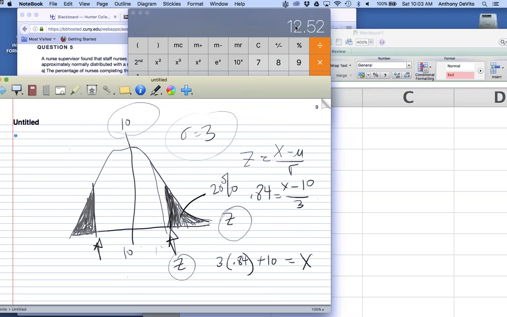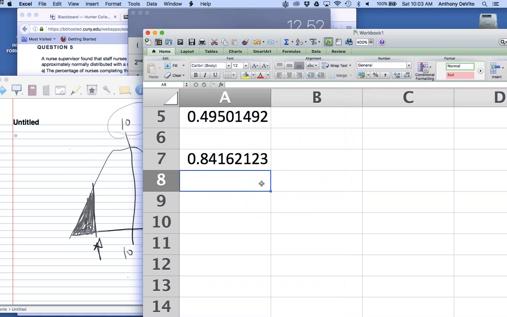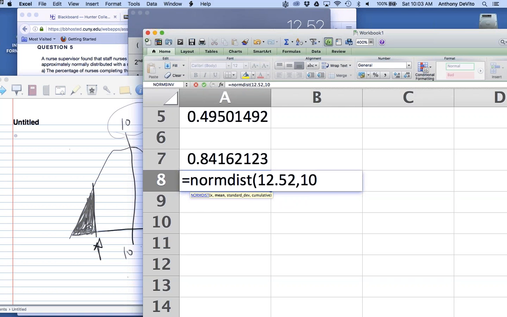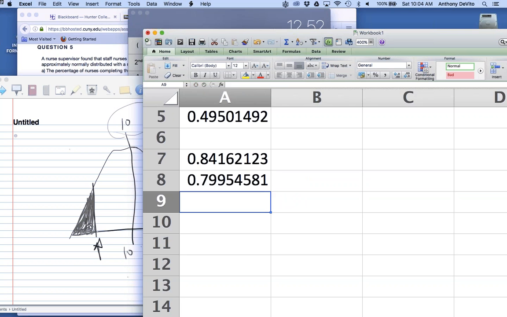You could actually do this backwards now. If I got a value of 12.52, what would be the area that's left up here? I can check this using NORM.DIST. X is 12.52, the mean is 10, standard deviation is 3, cumulative is true. Let's see what that gives me. It gives me 80% of the curve to the left of that value, so we know we got the right answer. So there's a couple of ways that you could do this.